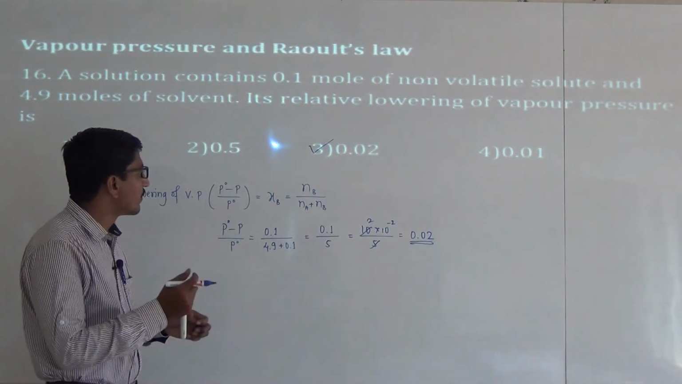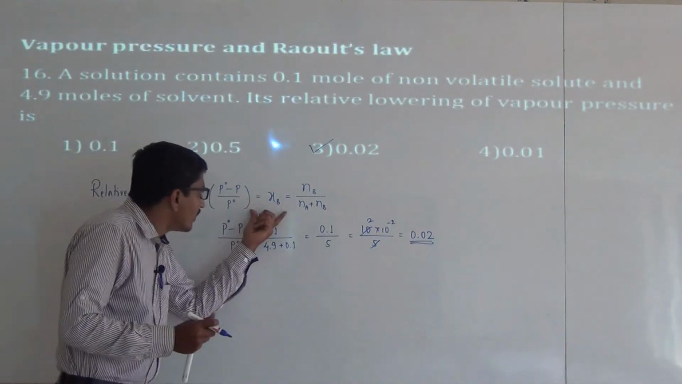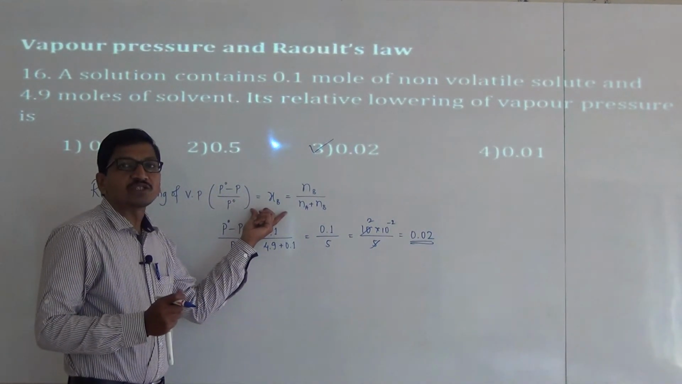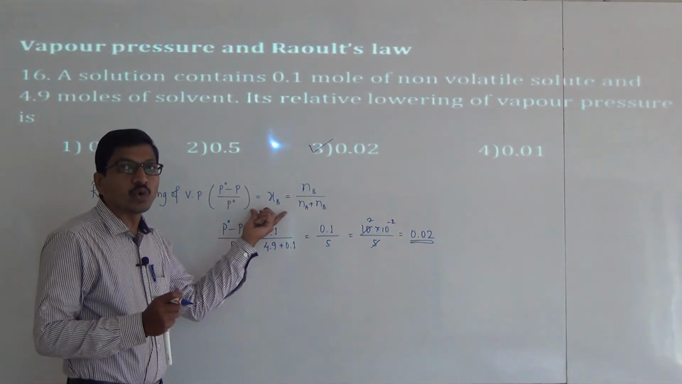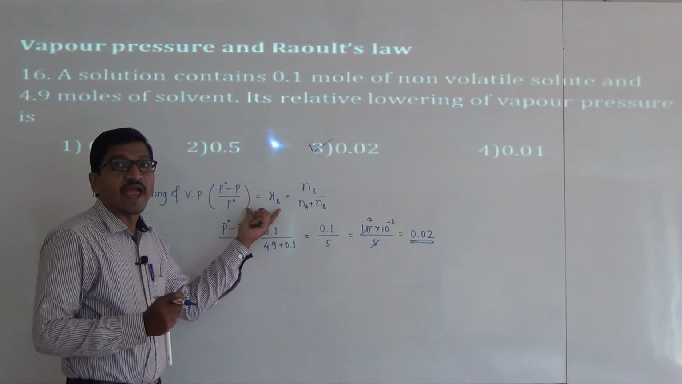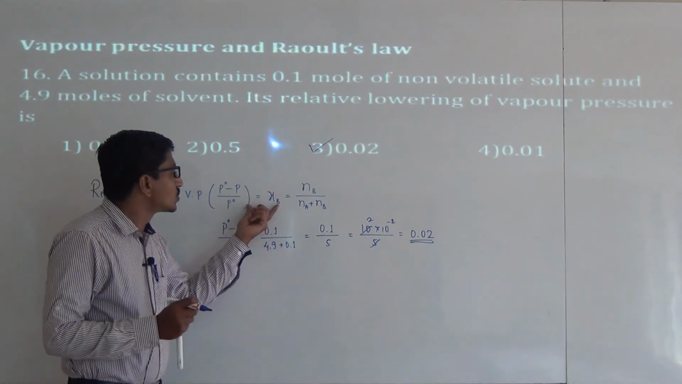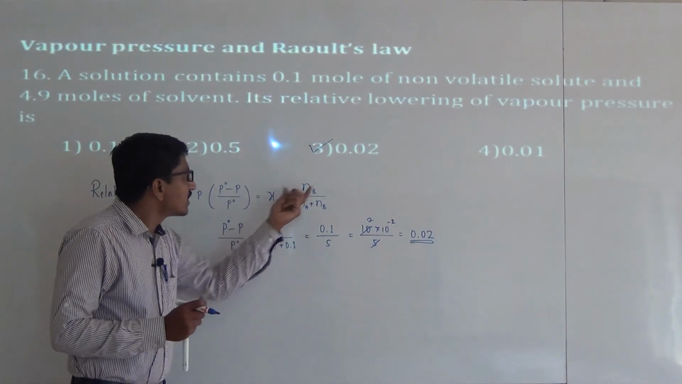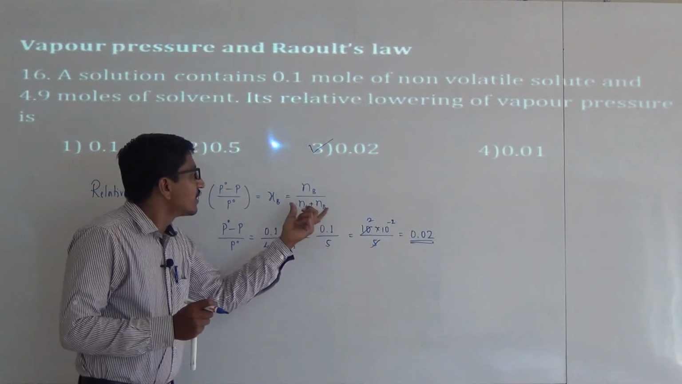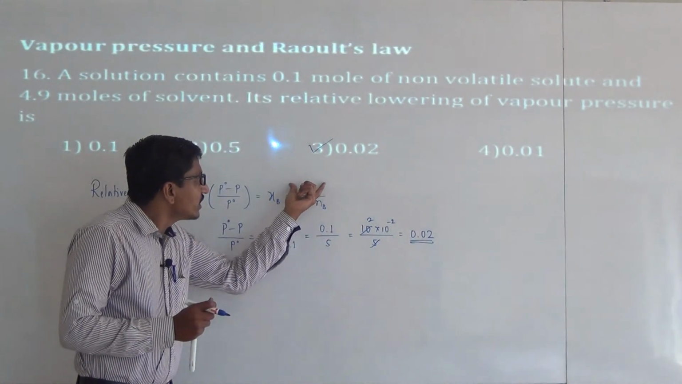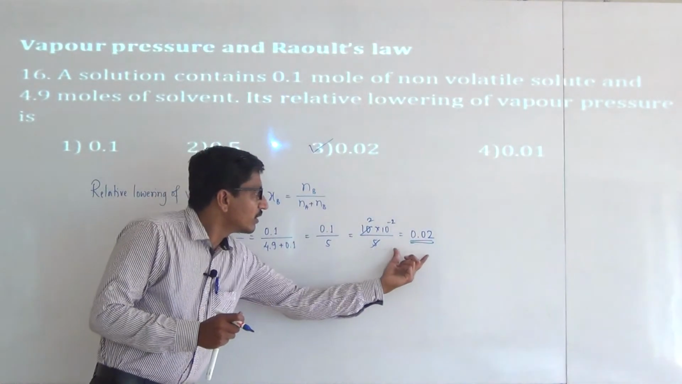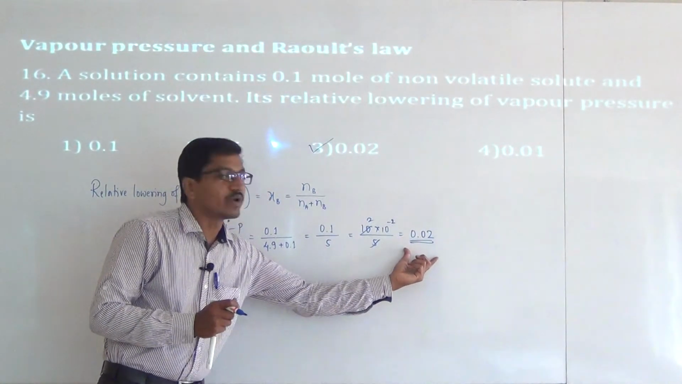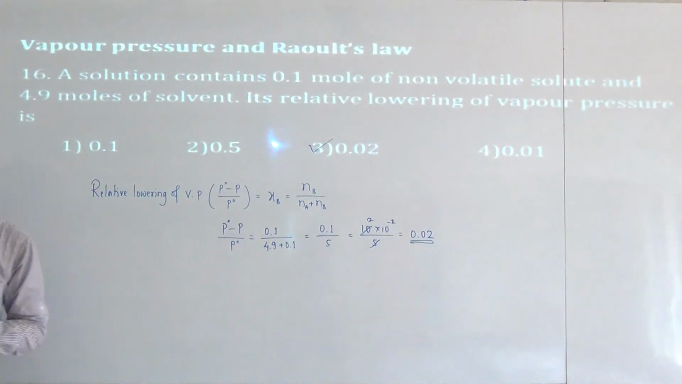The relative lowering of vapor pressure is always equal to mole fraction of non-volatile solute component when solvent alone is volatile. This is another statement for Raoult's law, and XB is nothing but NB by NA plus NB, and from knowing the values of number of moles of solute and solvent, we have to calculate the relative lowering of vapor pressure.